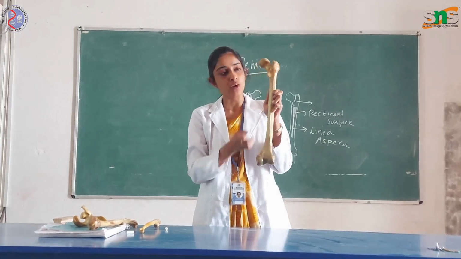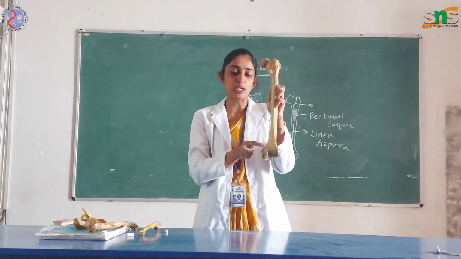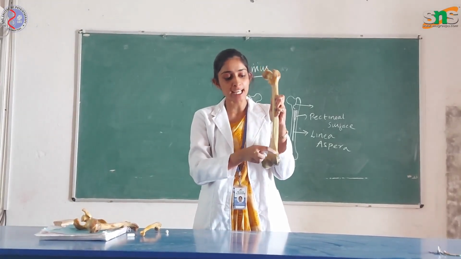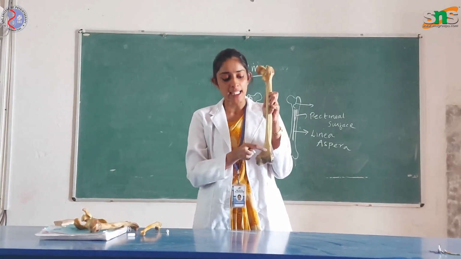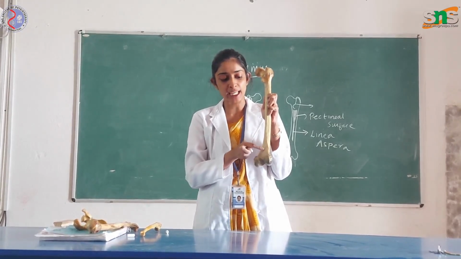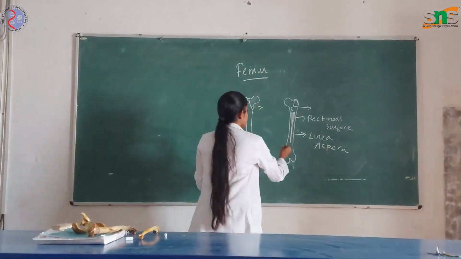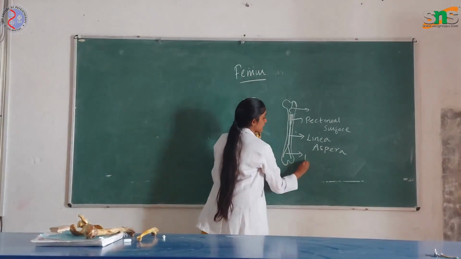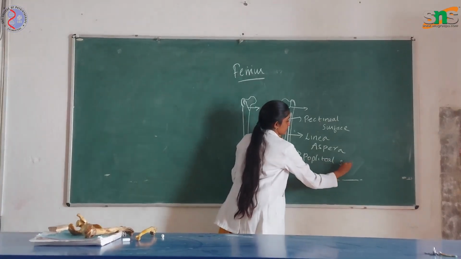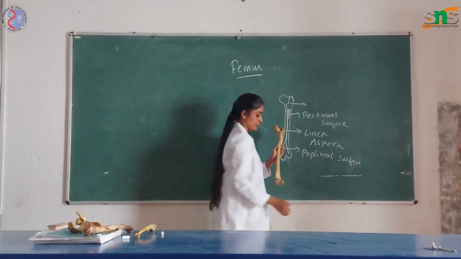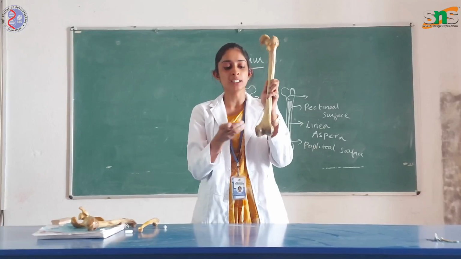And below this linea aspera, the line splits again into two lines. Over the medial aspect this line is called the medial supracondylar line, and over the lateral aspect this line is called the lateral supracondylar line. And this triangular area we will call the popliteal surface.